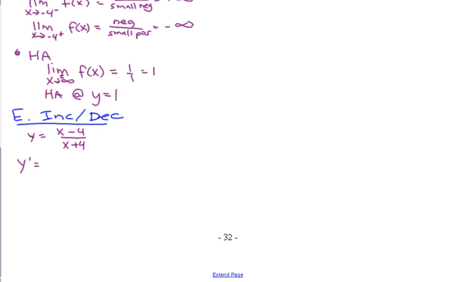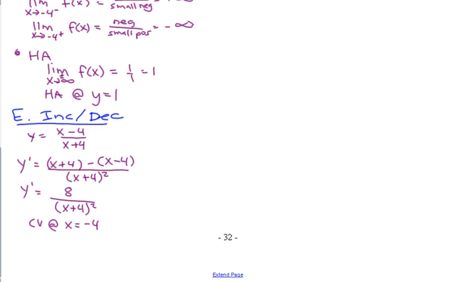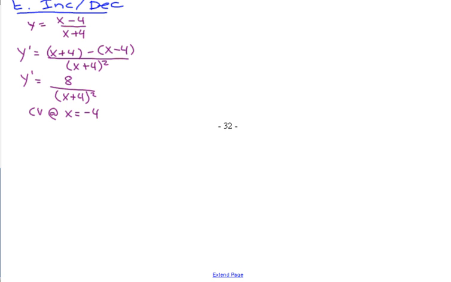Quotient rule. Okay. Derivative of the top, 1, times the bottom, minus, leave the top, times the derivative of the bottom, 1, all over bottom squared. This is going to be kind of nice. 8. The x's cancel, 8 over x plus 4 squared. Okay, so critical values. Negative 4. The critical values are when our numerator or denominator equals 0.